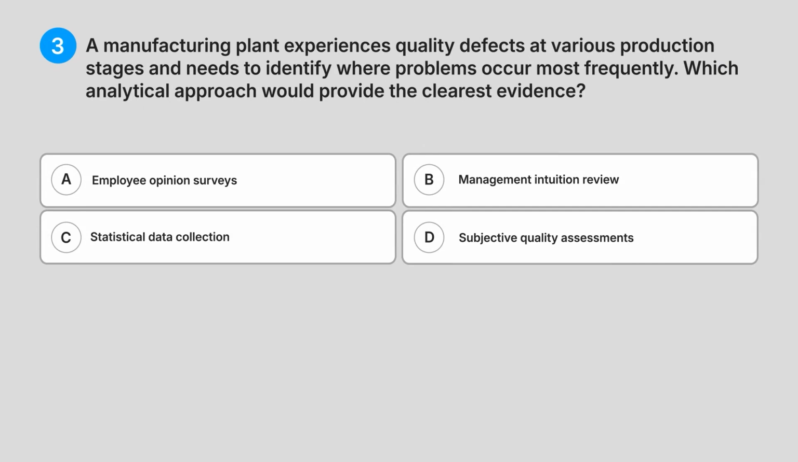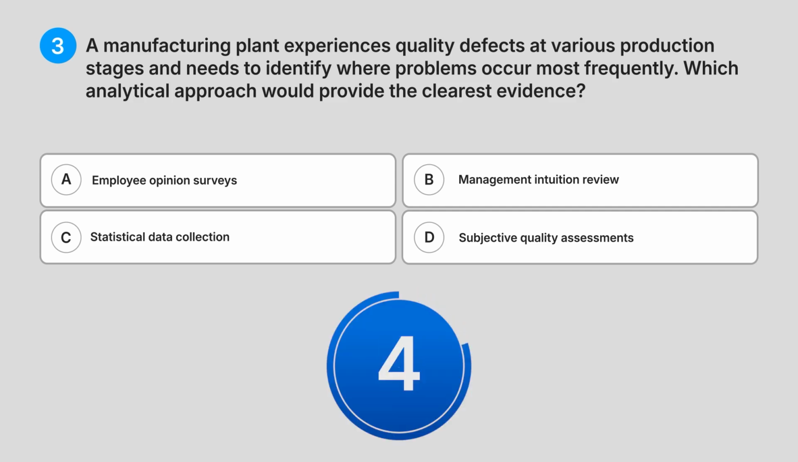3. A manufacturing plant experiences quality defects at various production stages and needs to identify where problems occur most frequently. Which analytical approach would provide the clearest evidence? A. Employee opinion surveys. B. Management intuition review. C. Statistical data collection. D. Subjective quality assessments.